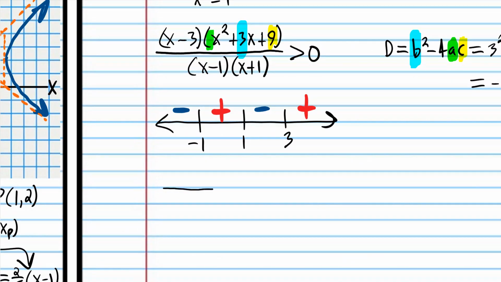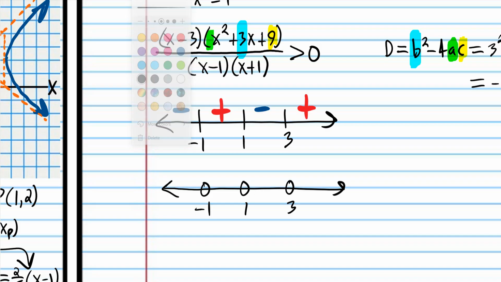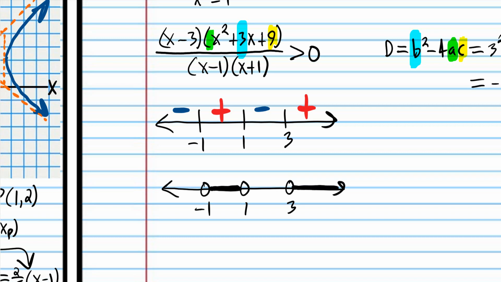So now we can write the graphical solution. We're going to write open dots. Why open? Because it wants to know where the expression is greater than 0, not equal to 0. And we want to know where it's greater than 0, so I'm going to fill in those areas that make the expression positive, because that's where it's greater than 0. And so there you go.